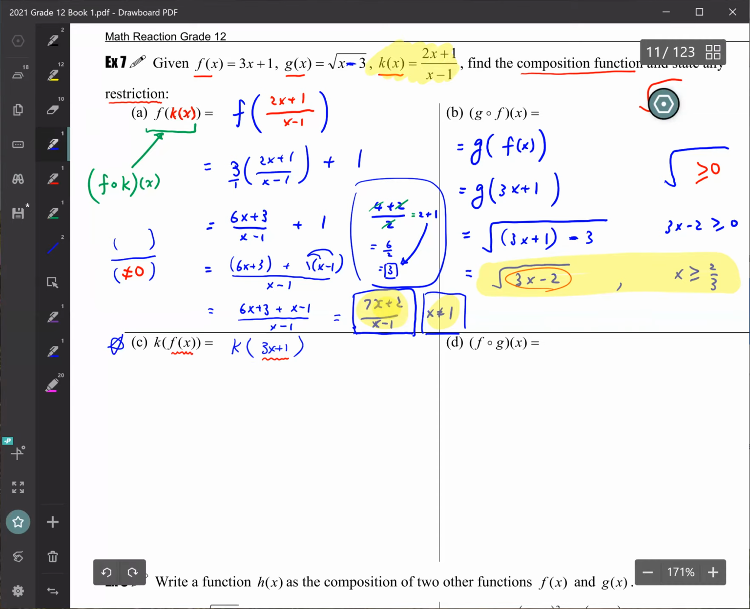I'll let you sub it in. Don't simplify yet. Just show me what it looks like after you sub it in. Take 3x plus 1 as your input and put it into k of x. When you have done that, you can raise your hand or check one step at a time.